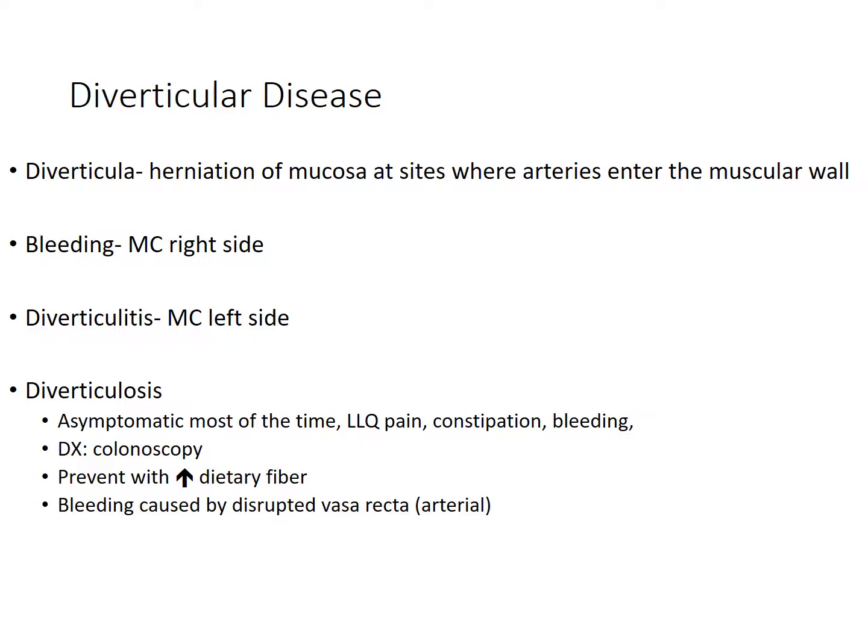And bleeding is caused by disrupted diverticula of the vasa recta, and it's arterial in nature, so these patients can bleed quickly and decompensate quickly, as they can lose large amounts of blood in a short period of time.